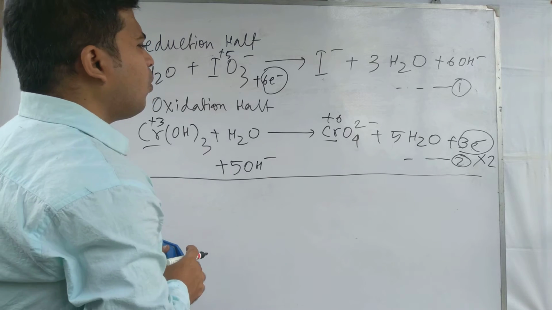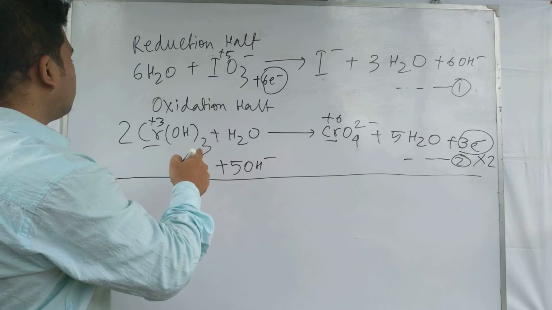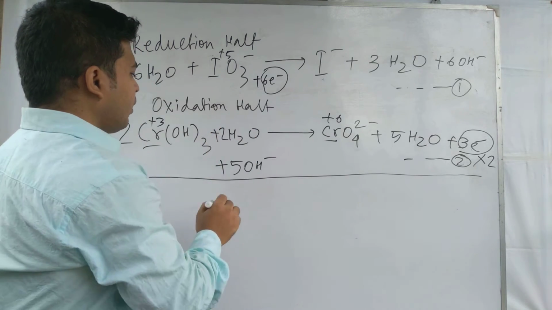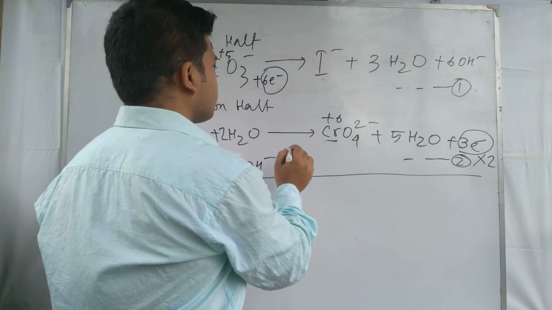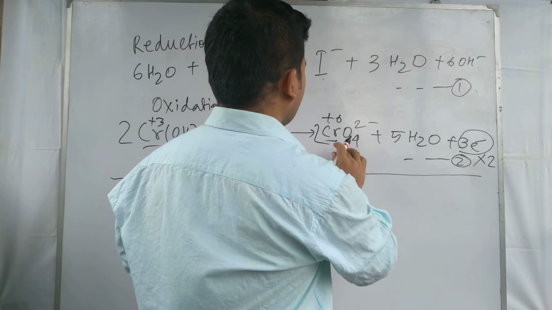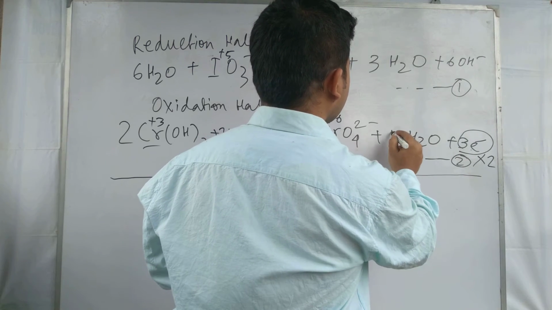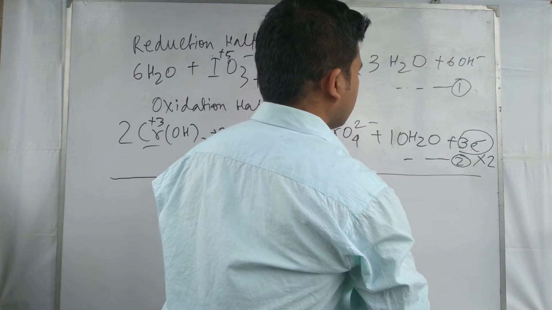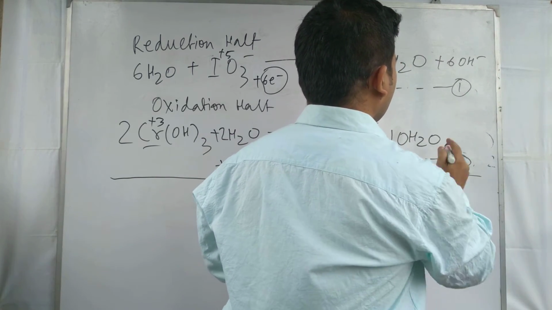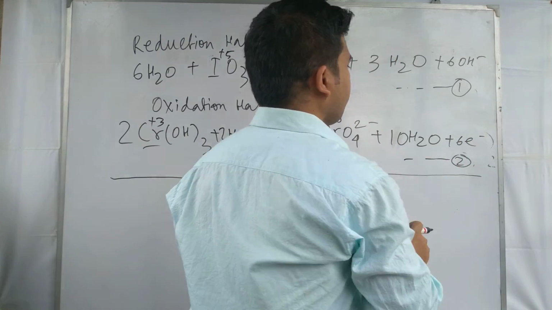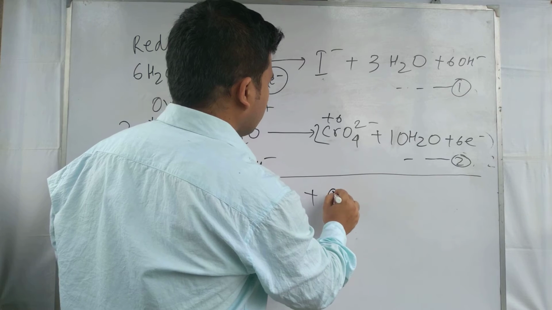For multiplying the whole equation by 2, here 2 will come, because we multiply the whole equation by 2. Here 2 comes, here 10 comes, and here 2, and 5 into 2 is 10, and it is becoming 6 electrons.